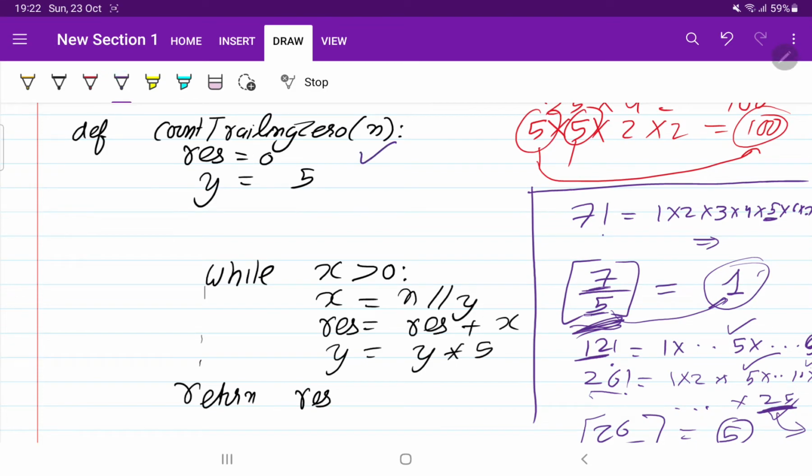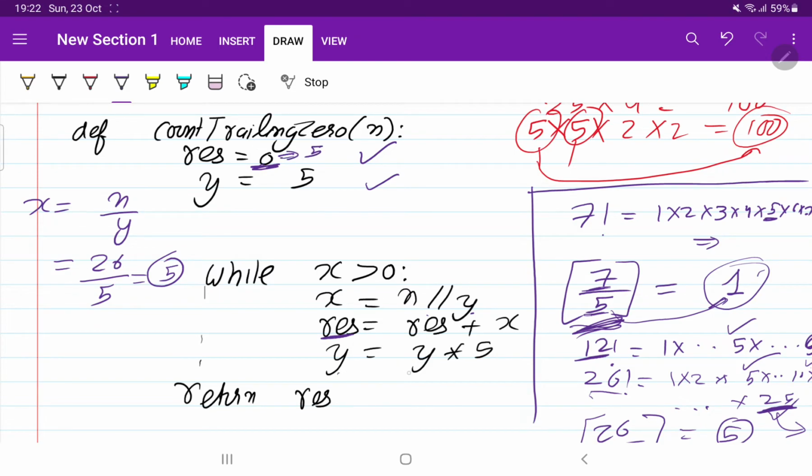So initially result is 0. Okay, y is initially 5. So what I have done, I have taken one variable x, and x will be n by y. So what is the value of n here? If the n value is 26, first of all we need to do n by 5. So here we will get 5. So we will store it in the result. Initially the result value is 0, so 0 plus 5 will be 5. So the result will be updated to 5 now.